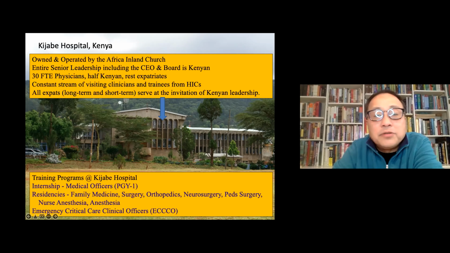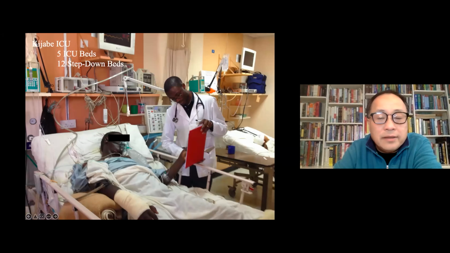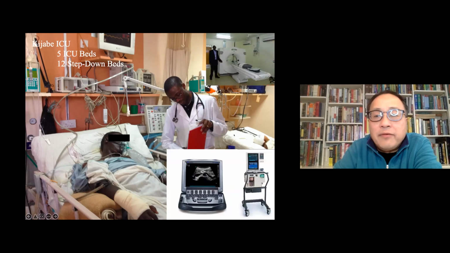And this arrow is pointing to where the ICU is located on the second floor of this building, and inside it looks something like this. We had 5 ICU beds and 12 step-down beds for a total of 17 bed capacity for people who are in the critically ill population. We have things like CT scanners, which came in the middle of my tenure there, but we have access to portable ultrasound machines and also mechanical ventilators.